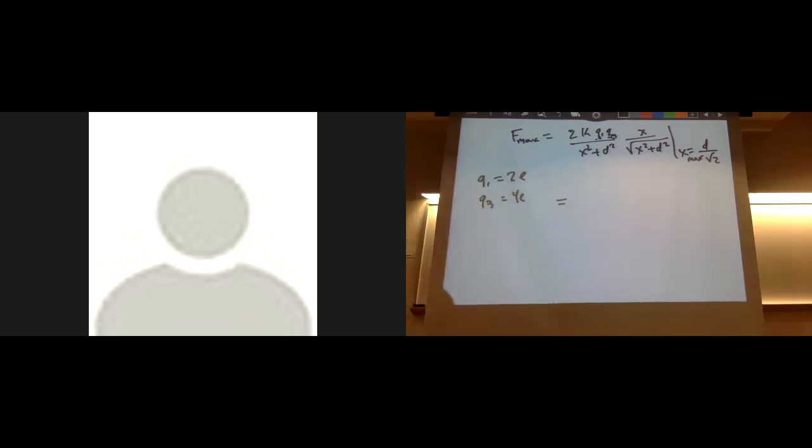Good. So if I wrote it all out properly, then this would be 16k times e squared times x divided by x squared plus d squared raised to the 3/2, evaluated at d over square root of 2.